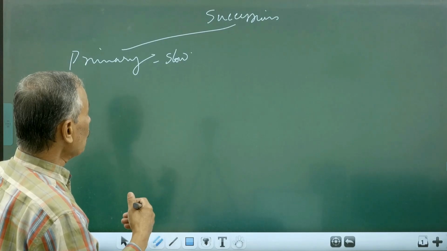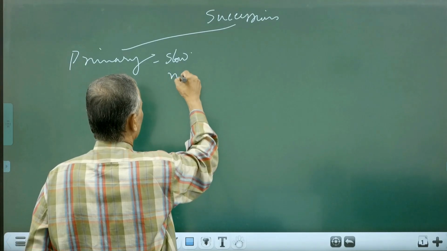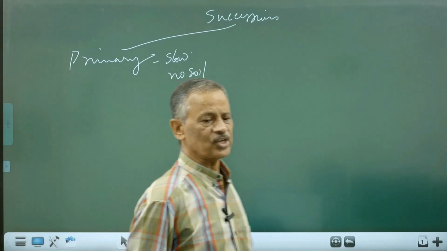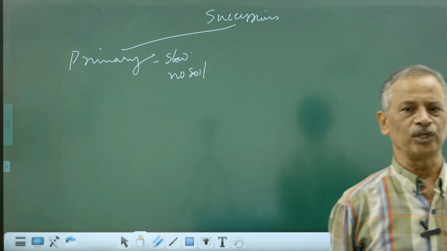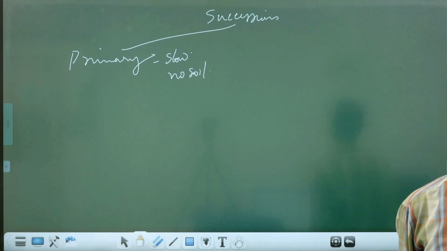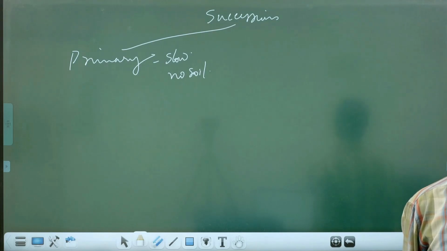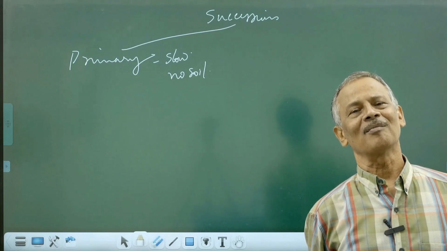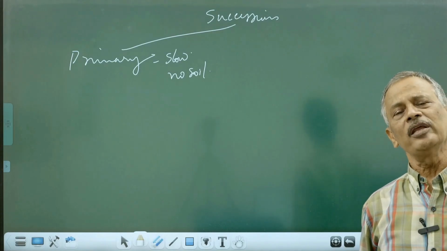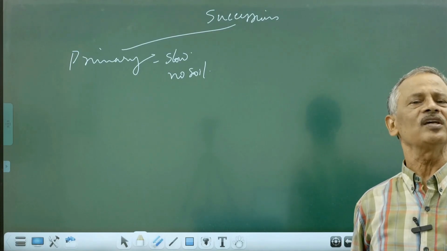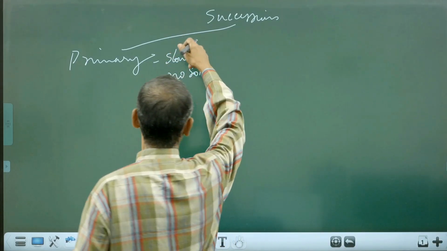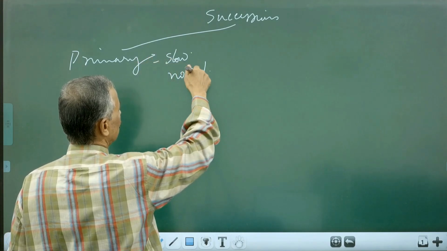And why is it slow? Because there is no soil. So soil is to be formed. In succession, we give importance to the plant community, because only when plants come and establish themselves will you have animals. And only when animals are there will you have decomposers. So when the plant community goes on changing, naturally animal communities and decomposers will change. So we give more importance to plants. And if the plants are to grow, there should be soil.